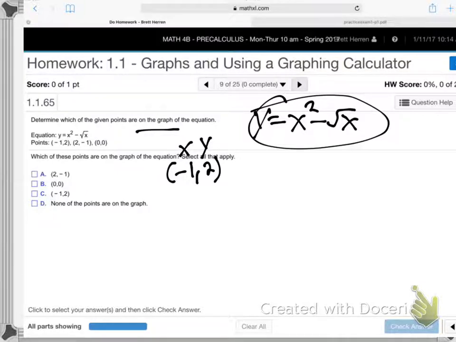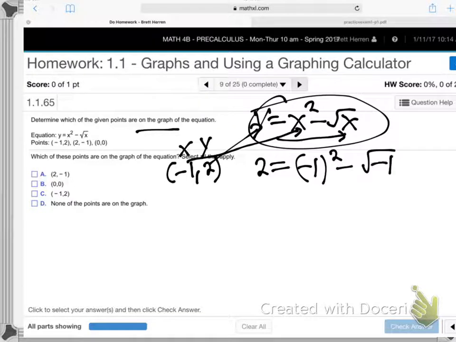Yeah, so we just plug it in and see. So negative 1, 2. Plug in the 2 for y, the negative 1 in both the x slots. All right, plug that in. What do you think? Is that true? Let's work out the left side. It's plugged in, the 2 for y.